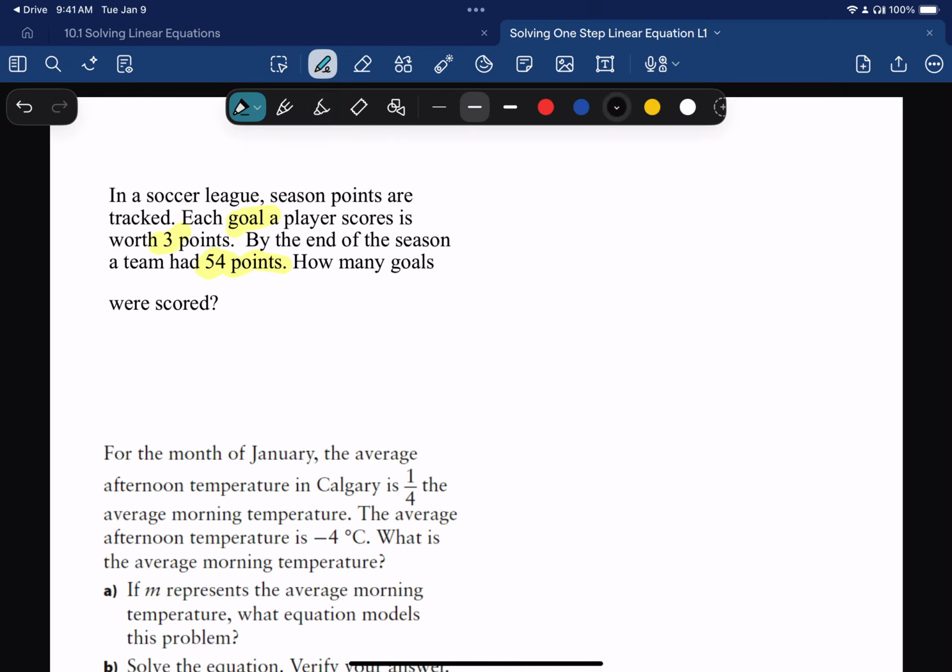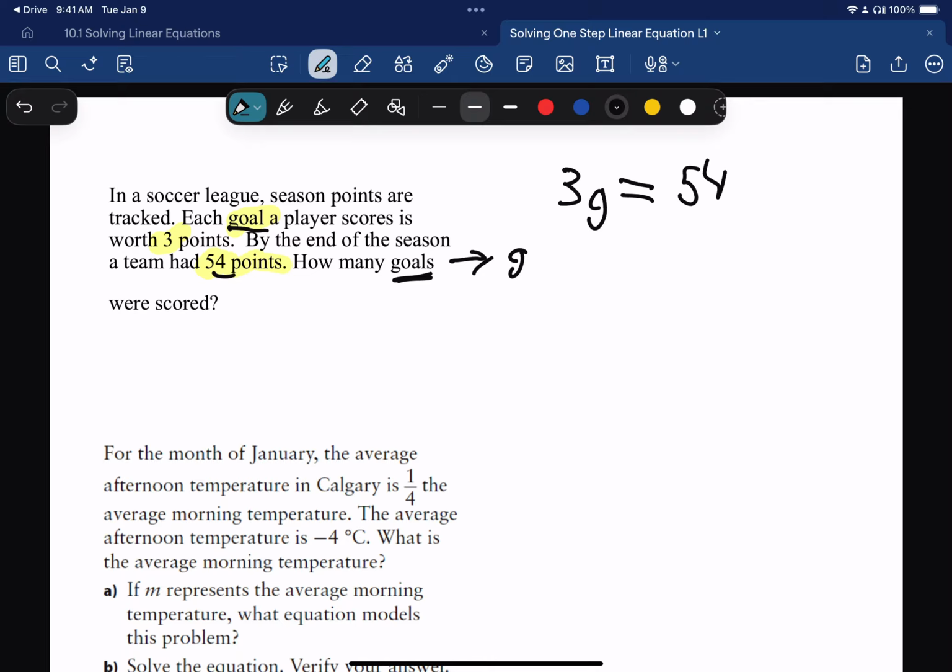So the first step for this is we need to set up an equation. So what are we looking for? We're looking for goals, okay? So this is going to be our variable g. By the end of the season, the team had 54 points, and each goal a player scores is worth 3 points. So we would need to multiply the number of goals by 3. So 3g equals something at the end of the season, which in this case is 54.